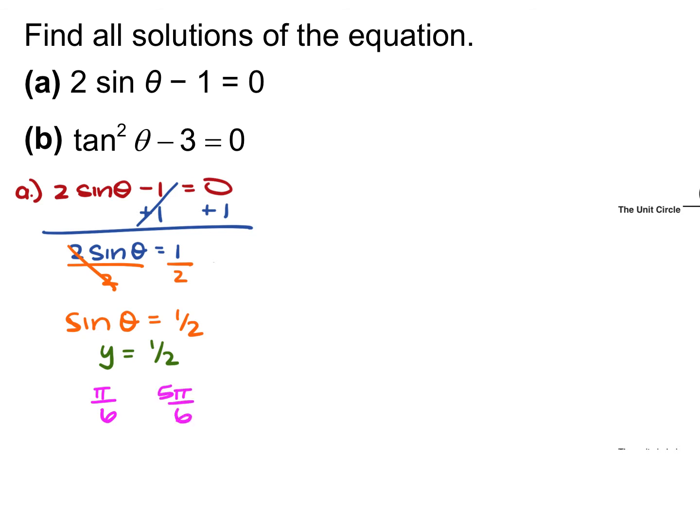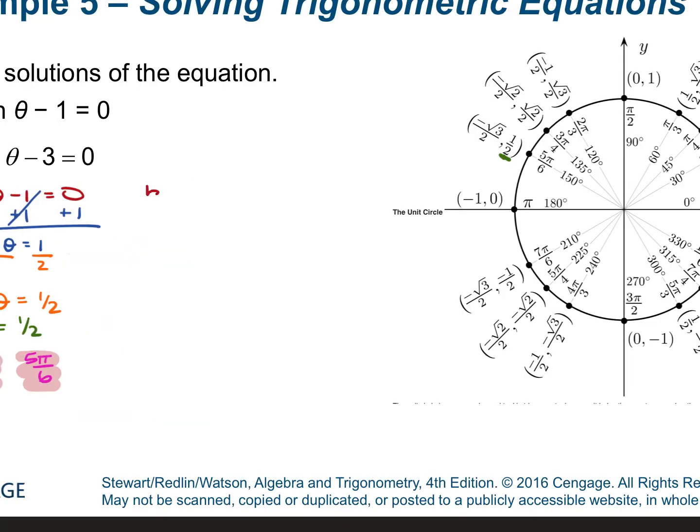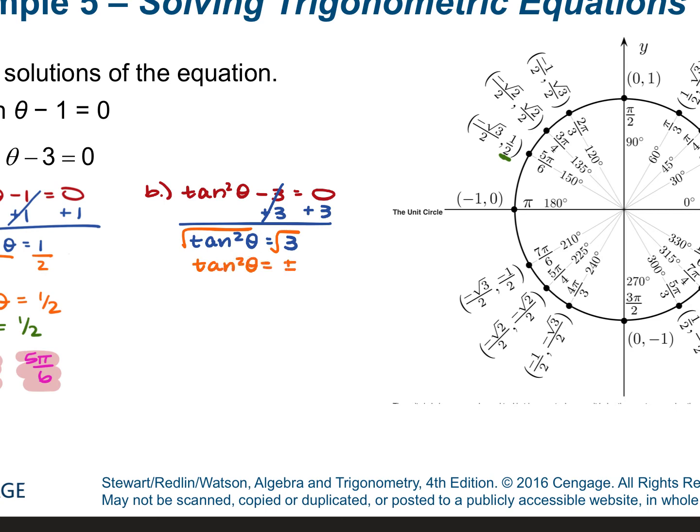So both of these are your answers. For example B, we have tangent squared theta minus 3 is equal to 0. For this one, we're going to add 3 to both sides. We get tangent squared theta is equal to 3. From here, you want tangent theta, not tangent squared theta, so take the square root of both sides. Remember, when you're taking the square root of both sides in your equation, you have to include that plus or minus the square root of 3.